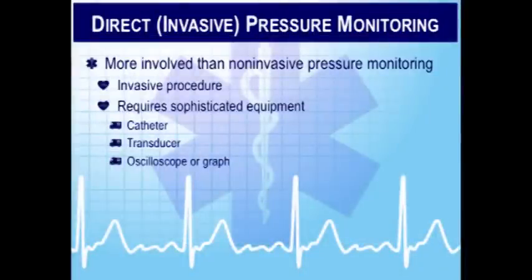Invasive pressure monitoring is a little bit more involved. Now I'm sticking a catheter in some place in the body, and I don't mean a urinary catheter, I mean a vascular catheter, into a blood vessel, or in some instances, I'm sticking that catheter directly into the chambers of the heart, to directly measure pressures in a blood vessel or in a chamber of the heart. That's what invasive hemodynamic monitoring is. This requires some sophisticated equipment, right? I have to have the right kind of catheter to shove in that blood vessel.